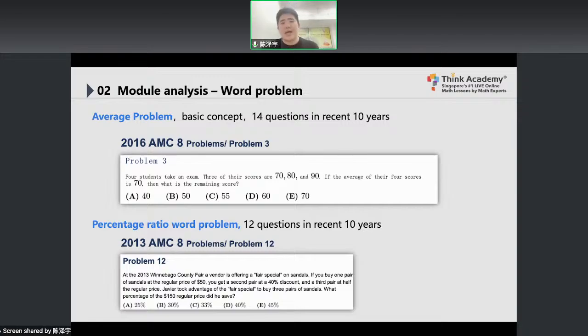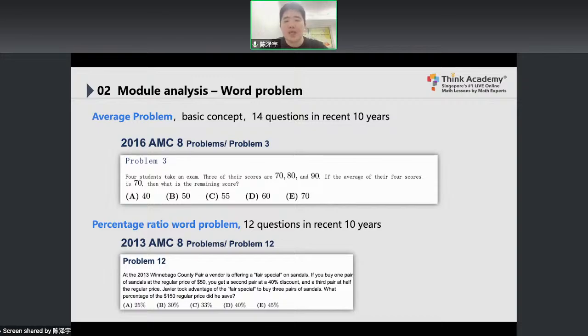All right, so that's roughly more than 1 question in every year's paper. And also the percentage ratio problem. The percentage ratio problem will test you about the percentage. It will test you about the ratio. So the ratio problem is a very important type of problem in the word problem module.